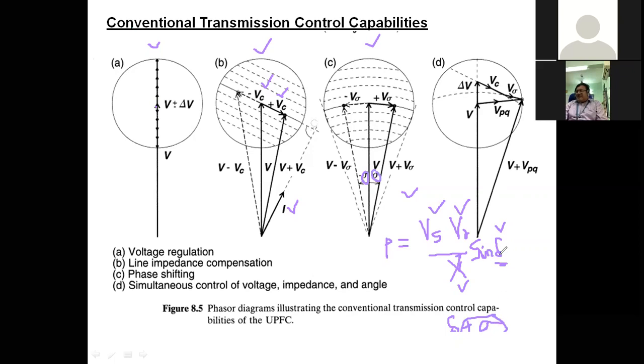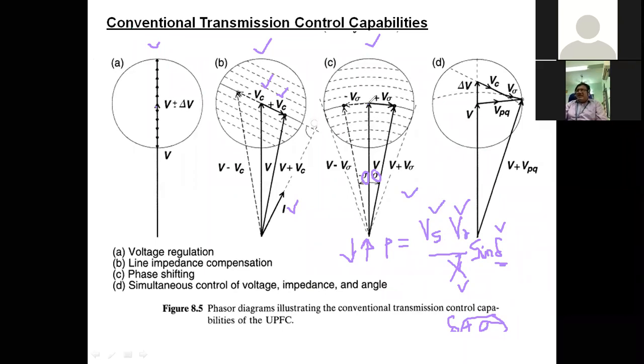You can increase or decrease, that means real power flow is controlled. You can increase or decrease the real power flow by injecting the phase angle difference only, whereas all the other voltages are similar. You can see that if you consider V, that is either sending end voltage or receiving end voltage, or you may take both as the same: Vs is equal to Vr is equal to V.